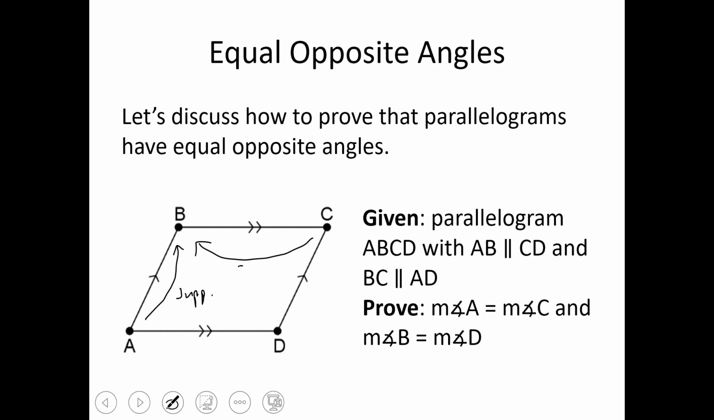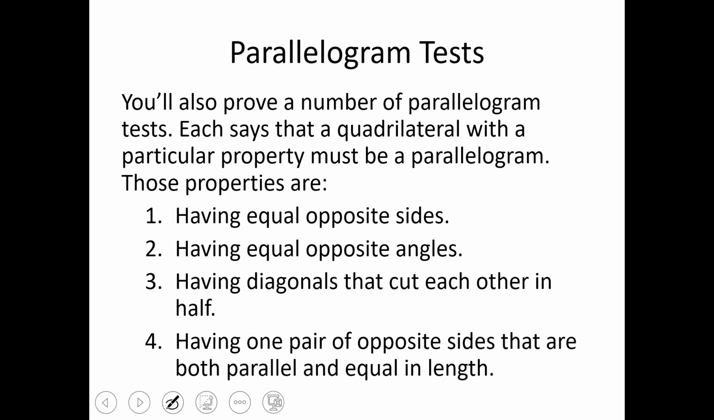I'll try to indicate this in the diagram. Both angle A and angle C are supplementary to angle B. And then, of course, by the same supplements theorem, it follows that angles A and C are equal. And of course, we could prove that angles B and D are supplementary and equal in precisely the same way. Now, I'll also have you prove so-called parallelogram tests.